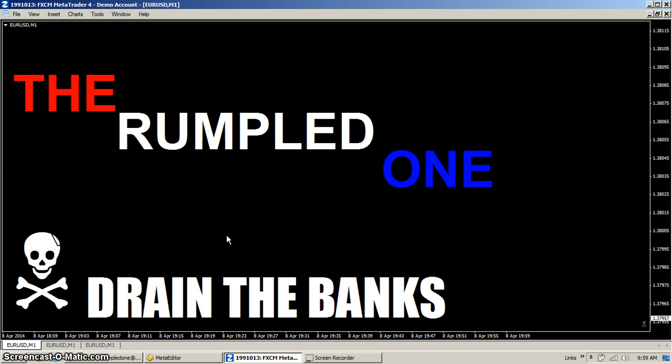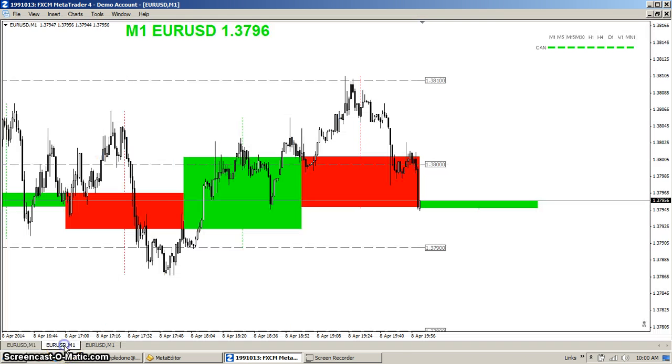Anyway, all it takes to trade is a horizontal line. Or as I've started to say, trading is simple when you use horizontal lines. Let's get on with it.